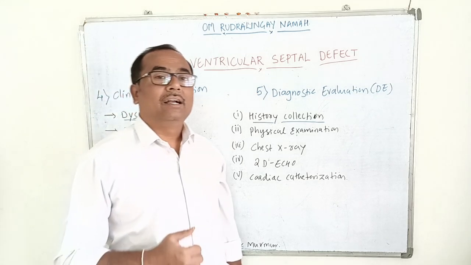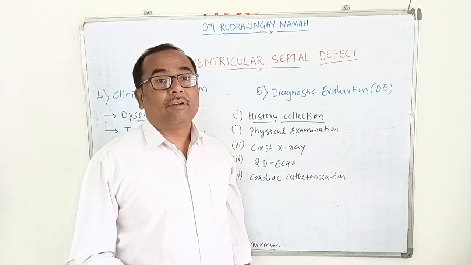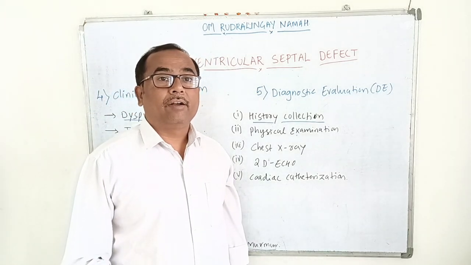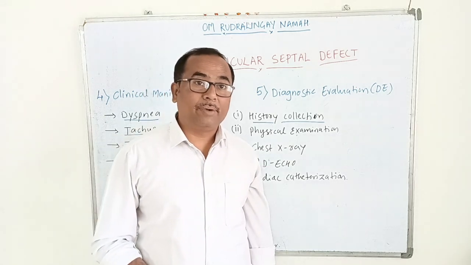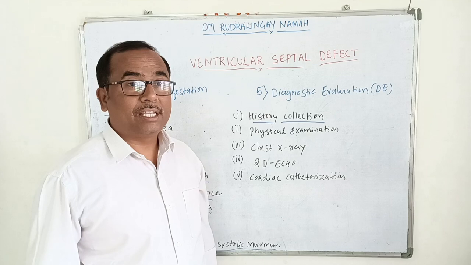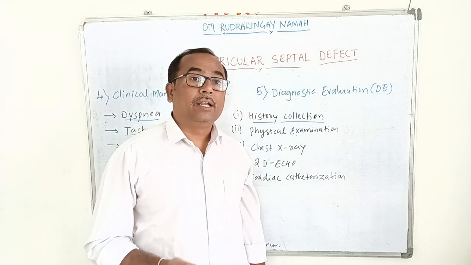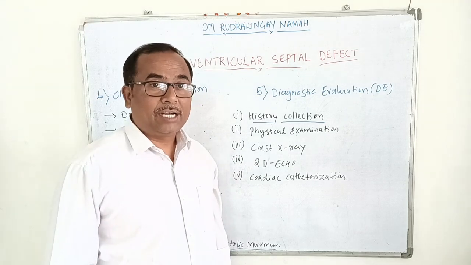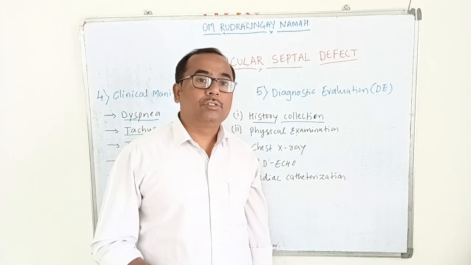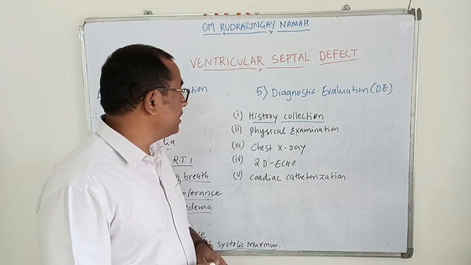Whether there was any delayed labor or prolonged labor, or the baby is having any problem to establish respiration after birth. All those: fetal hypoxia, fetal asphyxia, maternal insulin dependent diabetes mellitus, teratogenic drugs, teratogenic infections, all that information can be collected during the history collection.